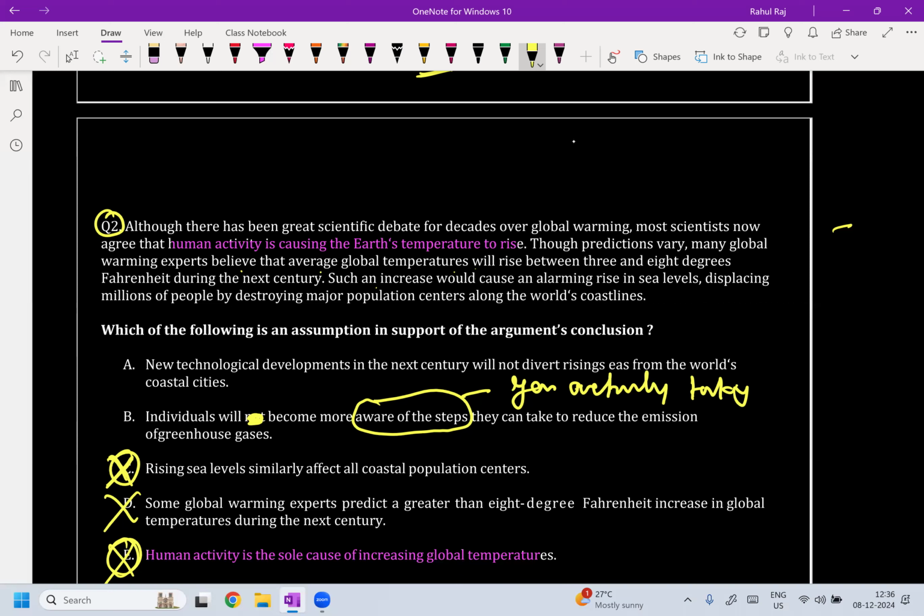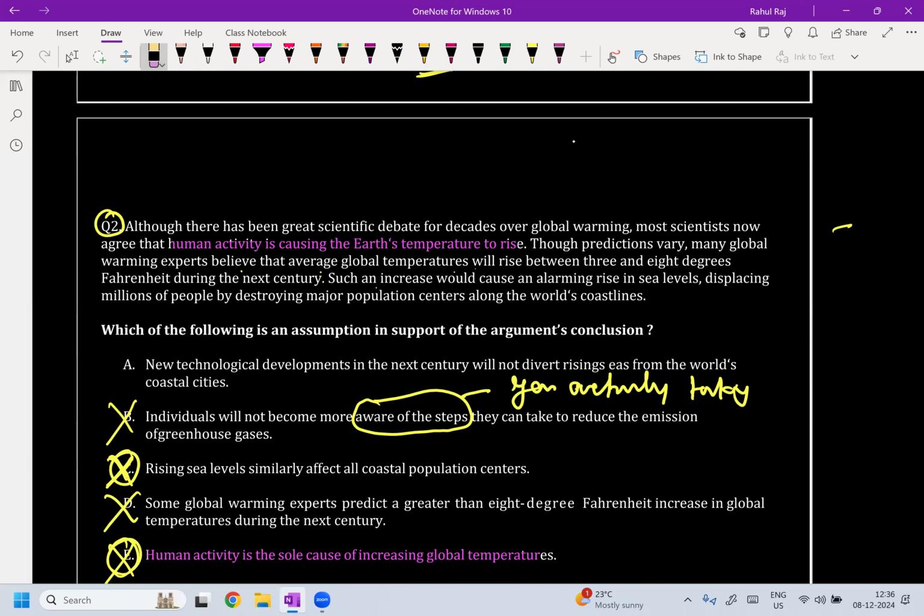And we are all aware of the steps that we should take. That you should not use your car, you should use public transport. The bare minimum step that we should take. But we say we don't use plastic, but eventually all of us end up using plastic. So just don't say I don't use plastic, Rahul. I won't agree to that. So this is wrong. Because you being aware of the steps and the sea level will come down and major population will be saved, it is impossible. You can't weaken this. Right?